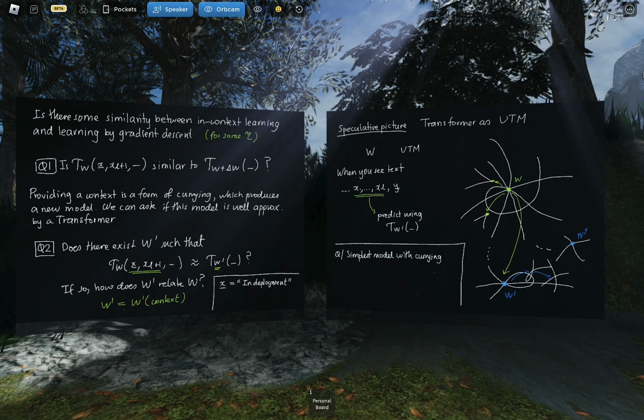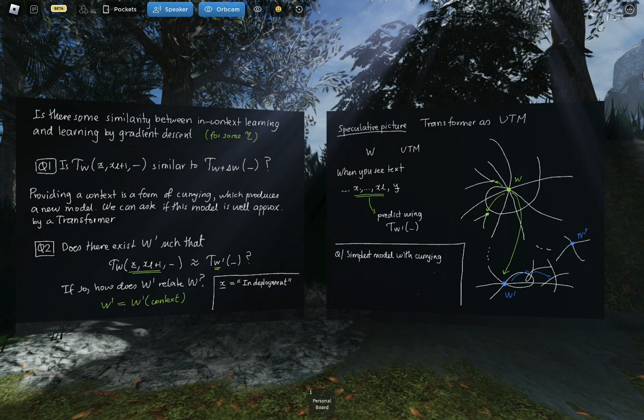So the purpose of W, this original routing singularity, the UTM in this analogy, is to see X and produce W prime. And W prime is the model, which determines T_W prime, which is good at answering questions about X. Something like that. Yeah, you know. Okay, thank you. Caveat emptor, as they say.